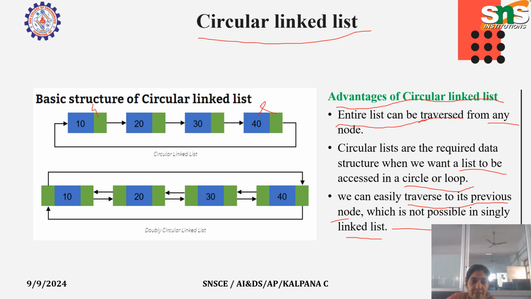Just see, this is a circular singly linked list, and this is a circular doubly linked list. In a circular doubly linked list, the same way, you have three fields in a node: previous address, next address, and data. Usually in a doubly linked list you will have null pointers here and here, so we are going to replace the null pointers with addresses. The last node is connected with the first node, and the first node's previous field is connected with the last node's address.